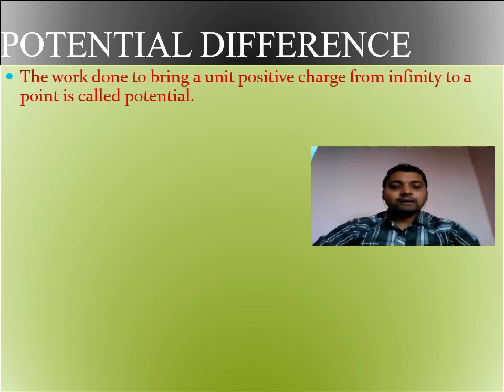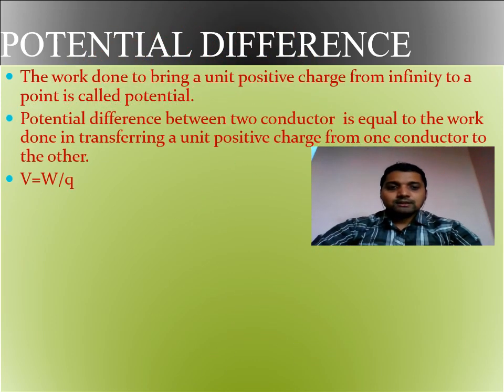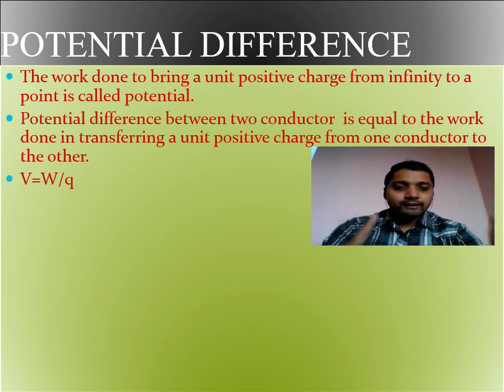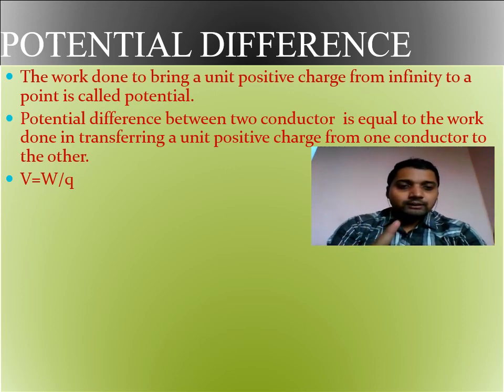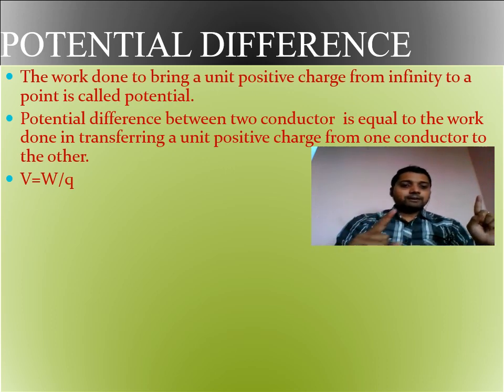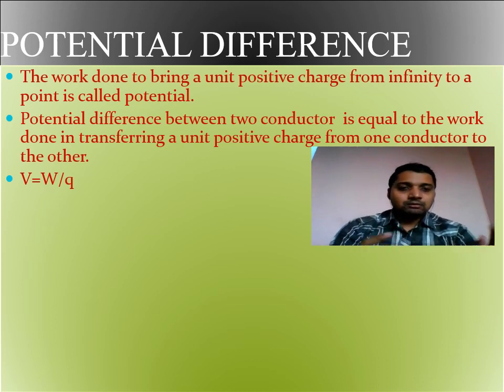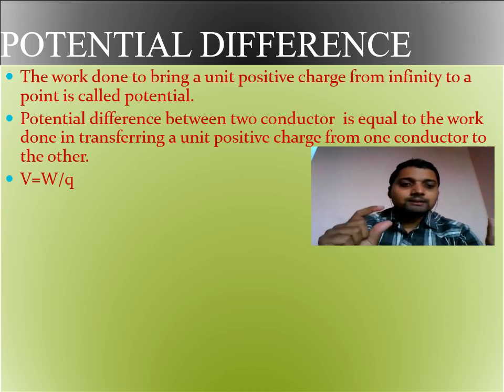So the difference of work done between any two points gives us the potential difference. When we take two points A and B, the charge is moving from A to B or B to A. If at one point the charge has work done of 10 joule, and the second has, let's say, 20 joule, what is the potential difference between these two, or how much is the work done difference between them? Then we can say 20 joule minus 10 joule.